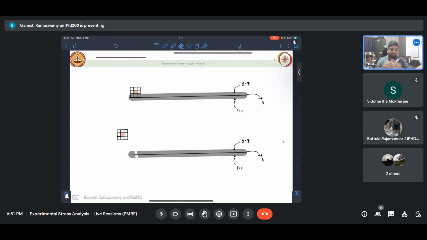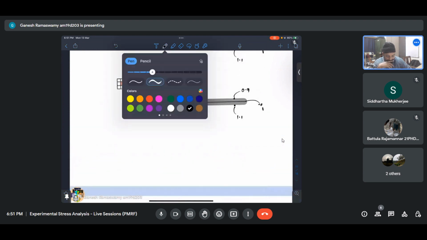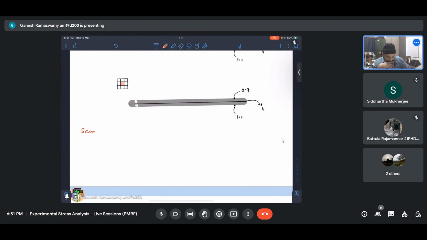So the recommendation is that our scanning direction for fringe skeletonization should preferably be along the fringe normal, I would say, along the fringe normal.